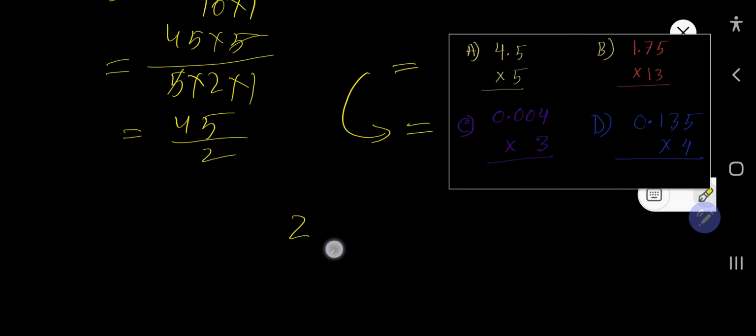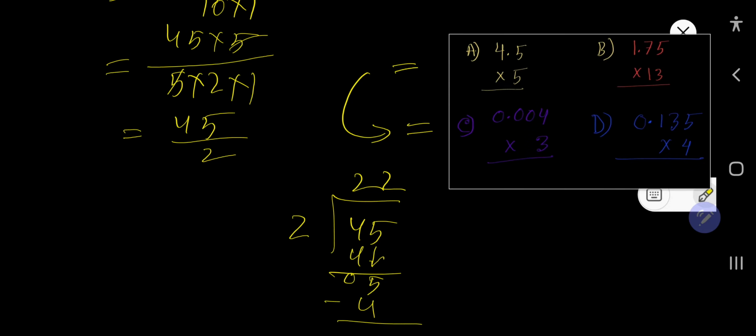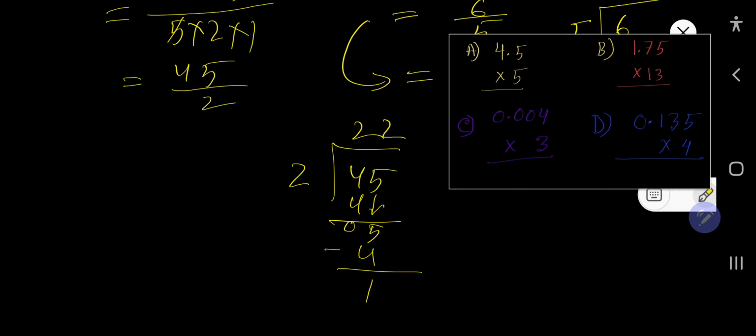How to do that? You need to divide this numerator by this denominator. 2 goes into 4, 2 times. 2 times 2, 4, subtract, that is 0, and bring down this 5. 2 goes into 5, 2 times. 2 times 2, 4. If you subtract, your remainder is 1. So the quotient will be the whole number, the remainder will be the numerator, and the divisor will be the denominator. 22 and a half is the answer.